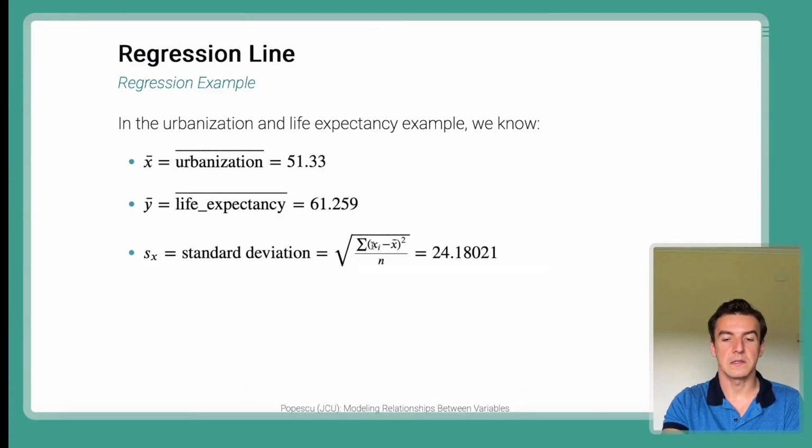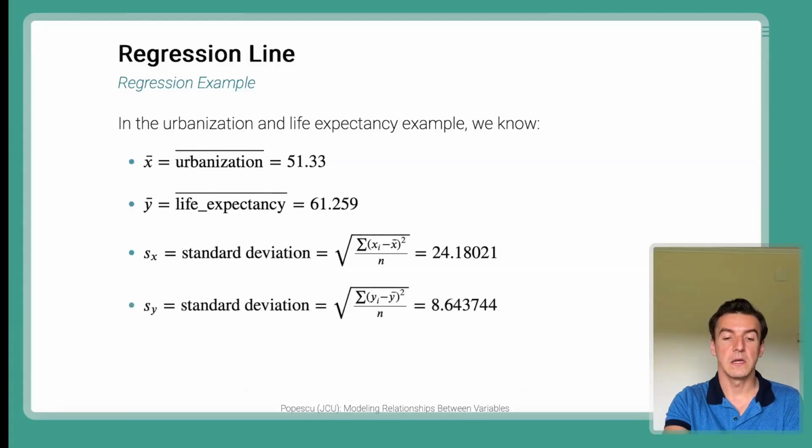So xi, the sum of deviations, right? xi, remember, is the individual value for big X. X bar is the average X. N is the sample size. And then we square this and we take the square root. So this gives us a standard deviation for urbanization of 24.18. And then Sy is the standard deviation for life expectancy. The same calculation, but now we're using Y. So the standard deviation for life expectancy is 8.64.